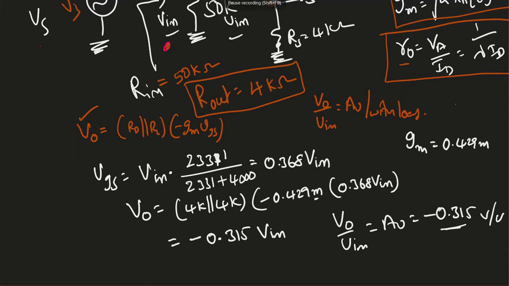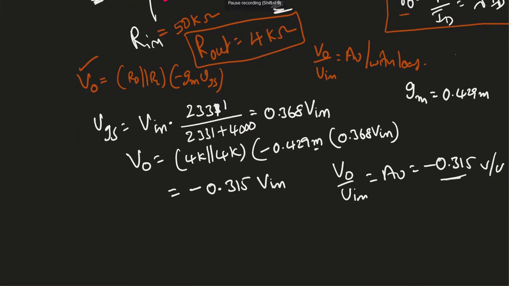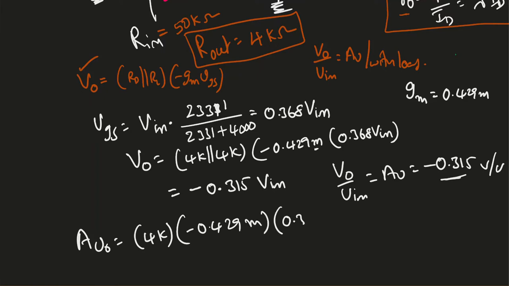This is the gain. When it comes to the no load gain, AV naught, that indicates the no load gain. So when it comes to the no load gain, remove the load. So when I remove this, it becomes almost double. So all you're going to have is 4K times minus 0.429 milli times 0.368 times Vin, which is already included there. So this value is negative 0.631 volt per volt.